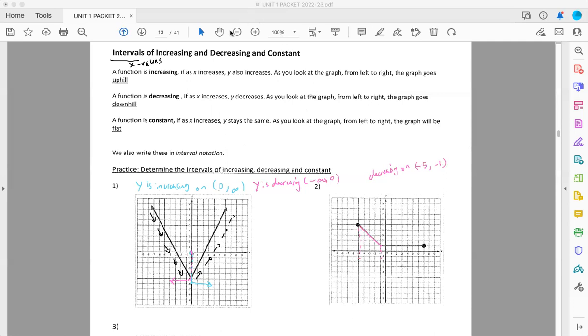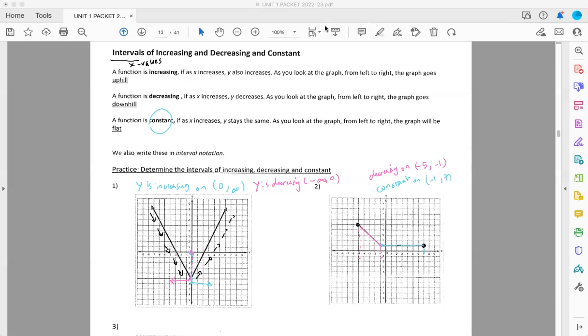And then increasing, there's no increasing, actually it's flat after that. It's flat from -1 all the way up to 7. So you would say constant, because that was the third part, constant on -1 to 7. Okay, and let's move on.